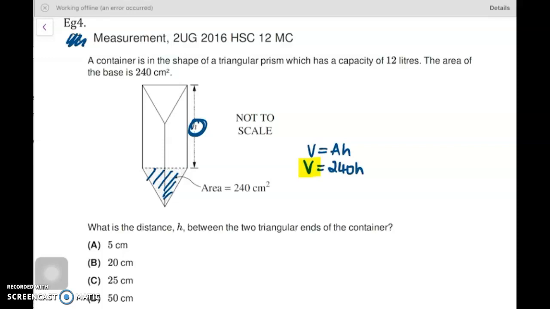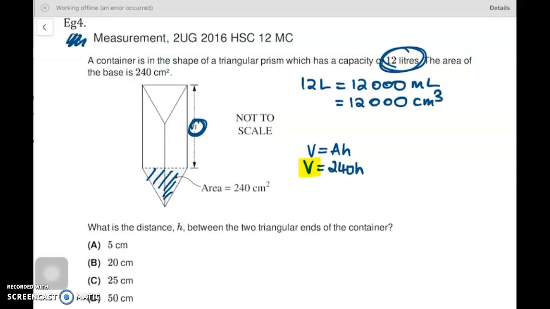And we can do that by looking at the capacity here. That's the hint, 12 liters. We can convert that to its volume unit. And so remember, 12 liters is equivalent to 12,000 milliliters, which is equivalent to the same number of cubic centimeters. Now, the area unit is in square centimeters, and so that will be the value that we'll be substituting in for V.